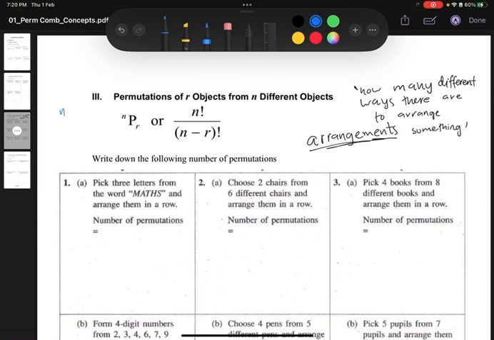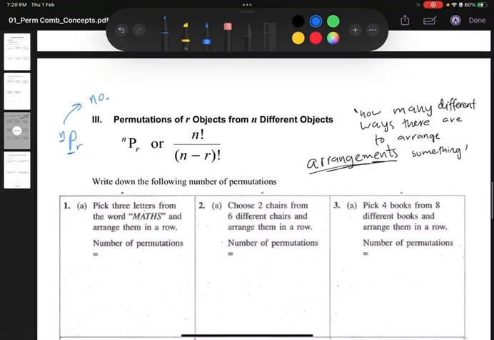Let's get ourselves familiarized with this letter, P. So you can find this on your calculator above the multiplication sign. So P stands for permutations, and N is the number of options that you have, and R is the number of positions that you have available. So that's the number of positions that are available.